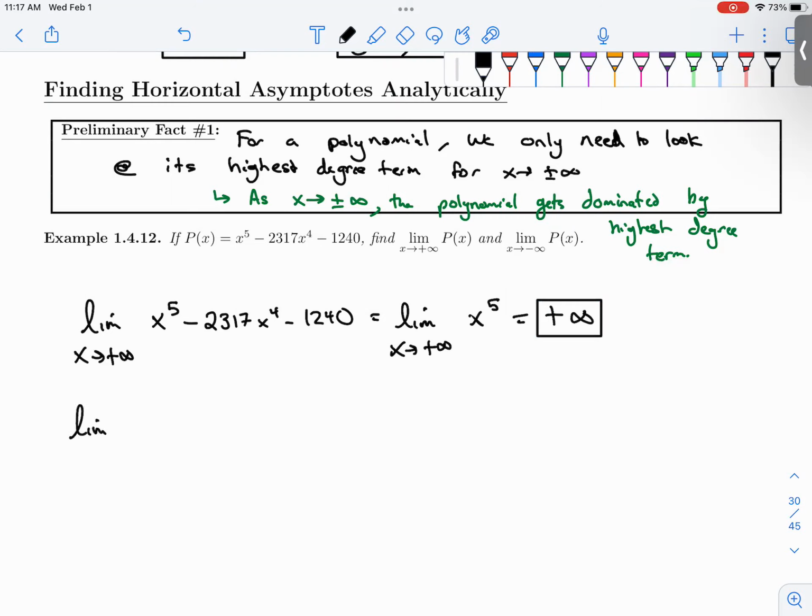And then if you look at the limit as x approaches negative infinity of x to the 5th minus 2,317 x to the 4th minus 1240, that's just going to be, once again, the limit as x approaches negative infinity of x to the 5th. But this time, you're approaching negative infinity, right? So you've got negative infinity to the 5th power. And we know that odd powers keep the same sign, right? A negative to an odd power stays negative. A negative to an even power stays positive. All right, so this will go to negative infinity.